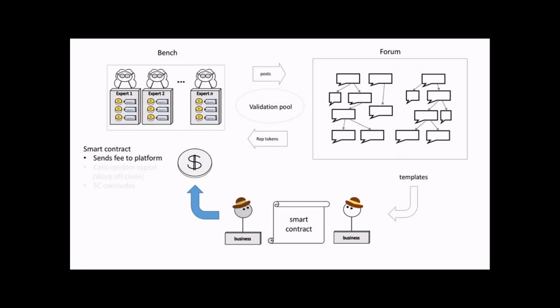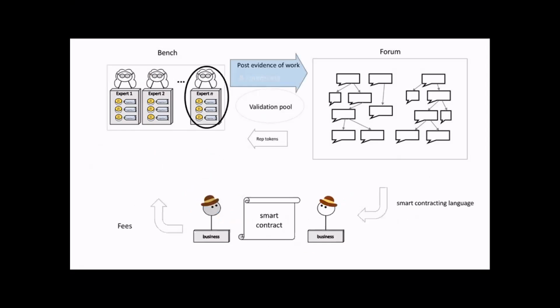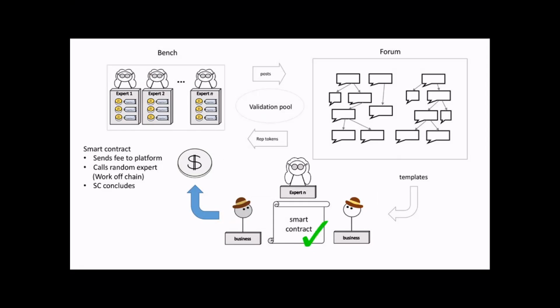That business smart contract will also call a random expert to do work off chain. And it will also conclude the smart contract with everything that entails, which I'll get into more details of in a bit. And then the fees got sent to the bench of people. And then the person did that work and finished. This expert was called with that smart contract, and the expert did work off chain.